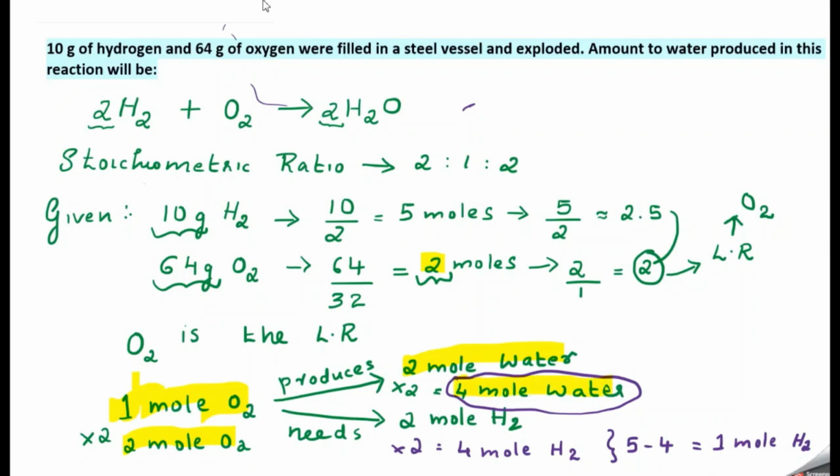Suppose in the exam they may ask how much mole of hydrogen is used in the reaction. Then I know that 1 mole of O2 needs 2 mole of hydrogen. I told you, with limiting reagent only we need to calculate everything. So 2 mole of O2 needs how much? Multiply by 2. The answer will be 4 mole of hydrogen. Now we have already 5 moles of hydrogen given to you. So how much will be left behind in the reaction medium? 5 minus 4, that is 1 mole of hydrogen will be left behind in the reaction medium.